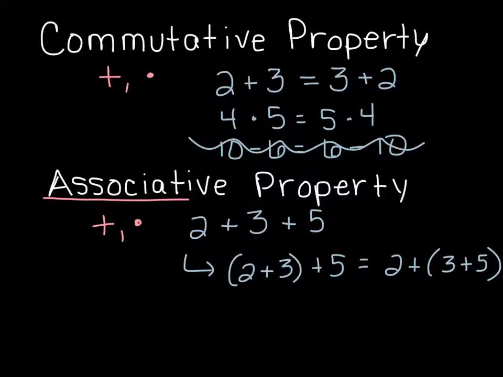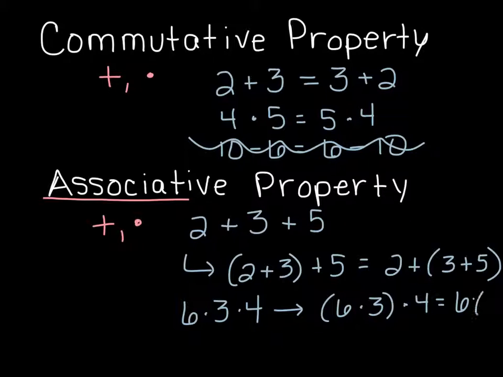Okay? This also holds for multiplication. If I ask you to do 6 times 3 times, I don't know, 4. I could do the 6 times the 3, which is 18, and then multiply that by 4, which is going to be 72. Or I could do the 3 and the 4 first, running out of room, and then multiply by the 6. So I could go 3 times 4 is 12, 12 times 6 is 72. Okay? Again, this would not work if I was working with subtraction or division.